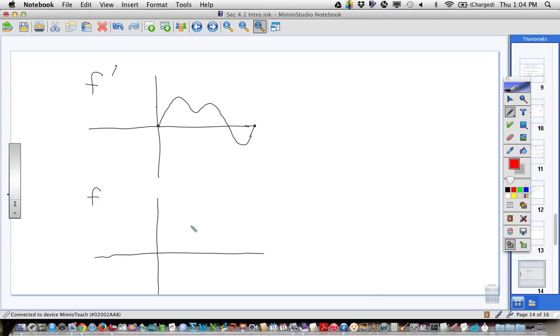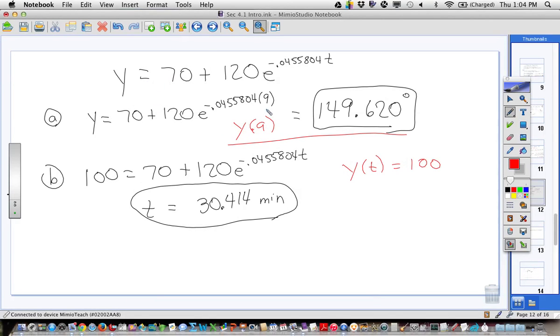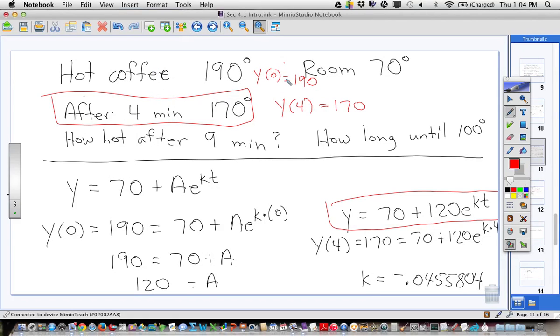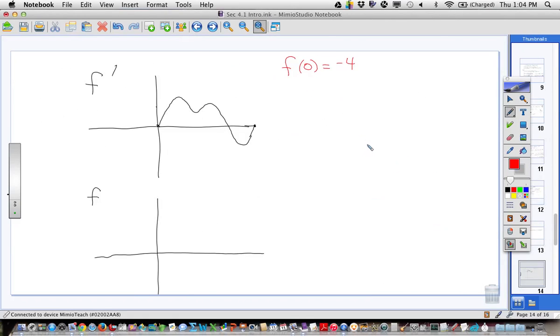So I'm going to draw my solution here, my f graph, and where do I start? We don't know. So let's pretend, just like on Newton's law of cooling that we just did, that I gave you a starting point. I told you f of 0 is -4, just like on Newton's law of cooling, where I gave you y of 0 was 190, and y of 4 was 170. So I'm going to start down here at -4.